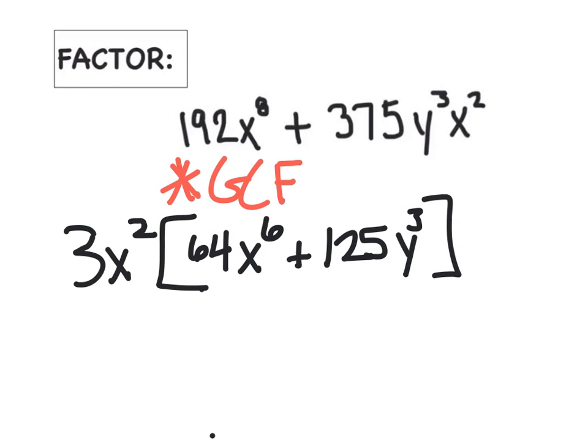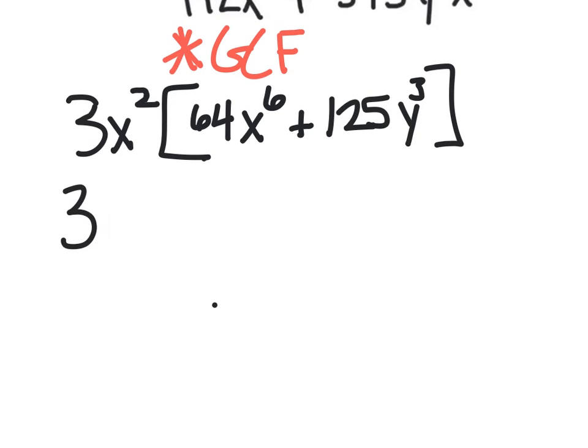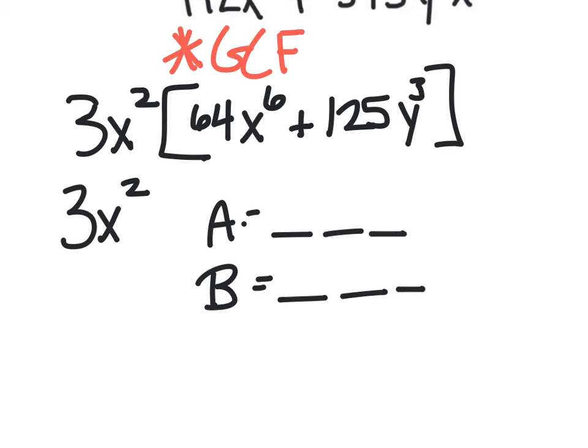And I'm going to kind of speed up the process here, and hopefully you're feeling okay with this. My goal is to identify that A and the B, remember. Who am I cubing to get 64x to the 6th? Who am I cubing to get 125y cubed? Okay, and again, once you have that, it's pretty simple.